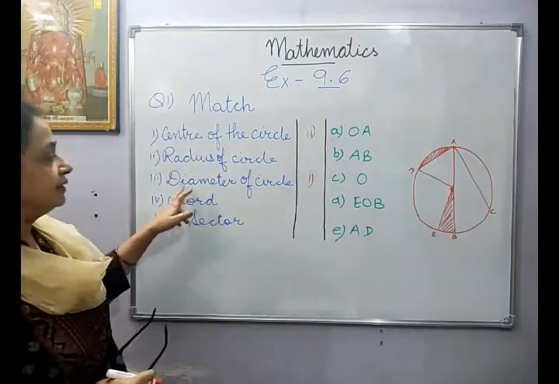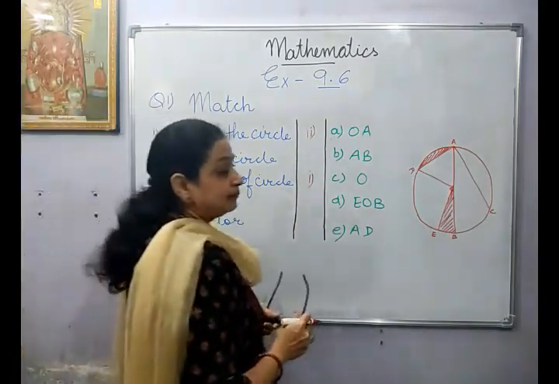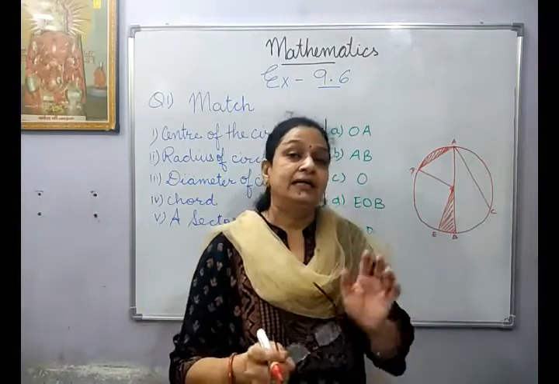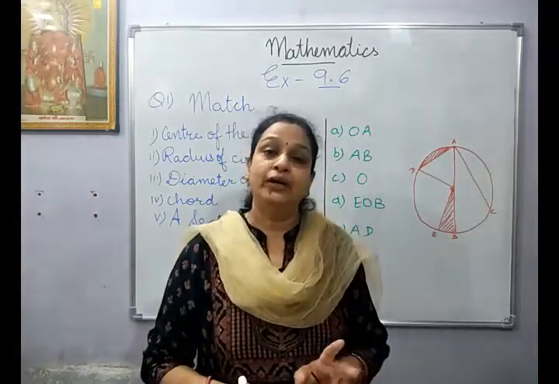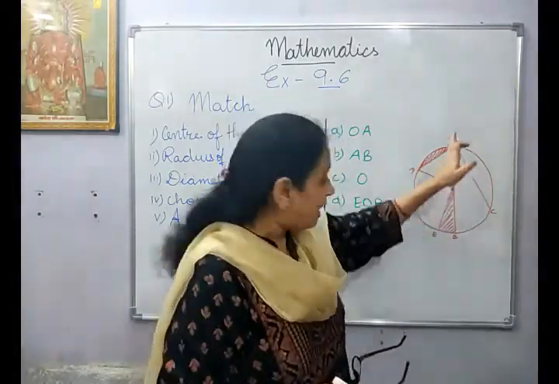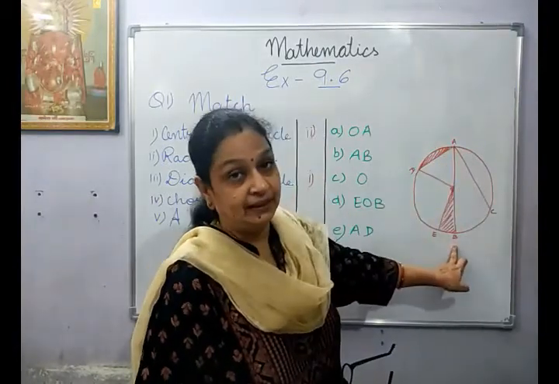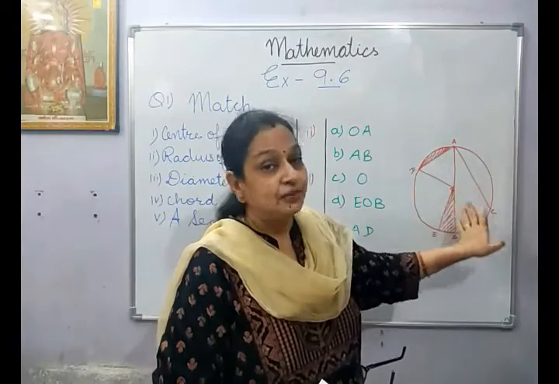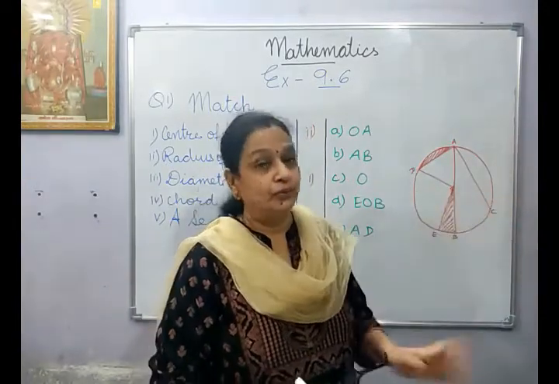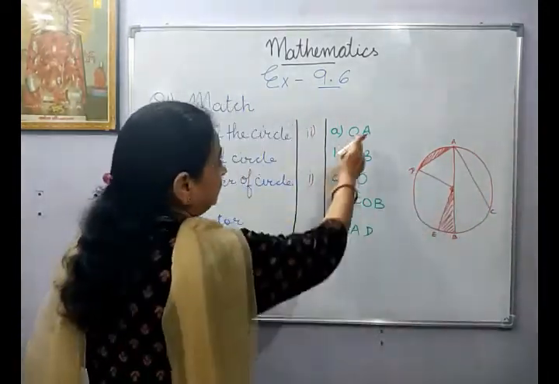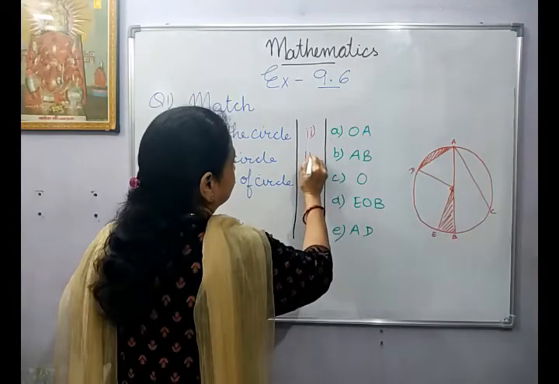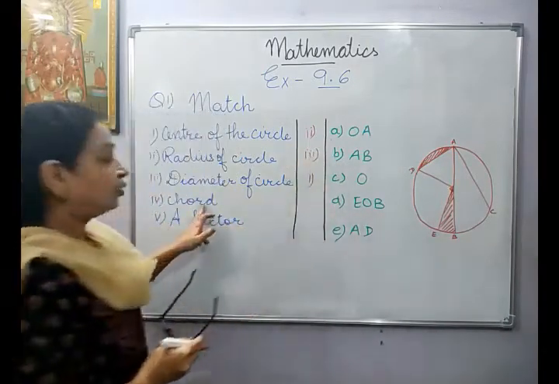Okay. Then third, diameter of a circle. Diameter, I told you, is a line joining any 2 points on the circle passing through the center. That means it is only A and B. No other line is passing through the center and joining the 2 points. So look for answer AB. It is there, it is AB. So we will write.